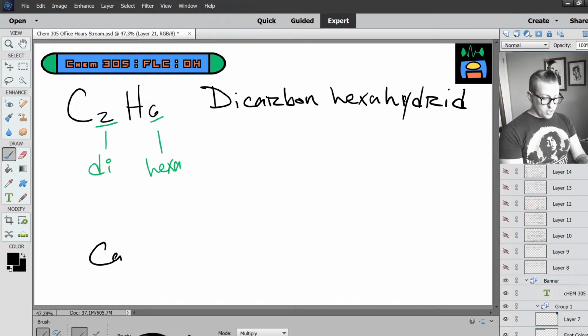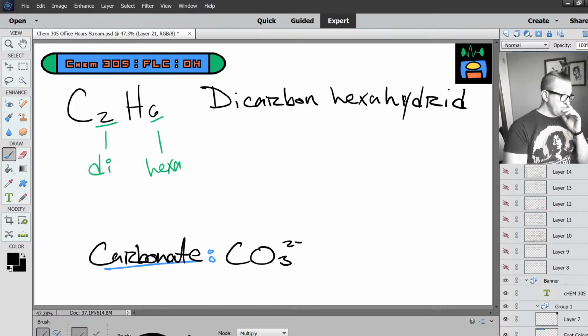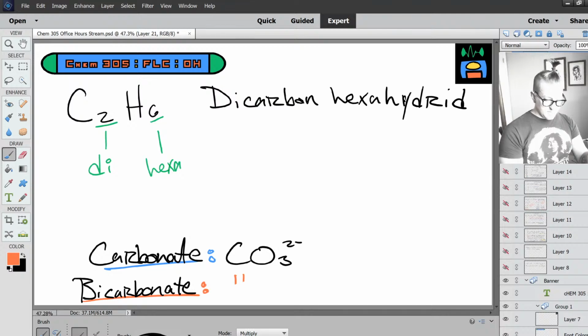Something to remember is carbonate is one of our polyatomic ions. Carbonate is CO3 with a -2 charge, so it's something very different. And bicarbonate is another polyatomic ion. It's HCO3 with a -1 charge.